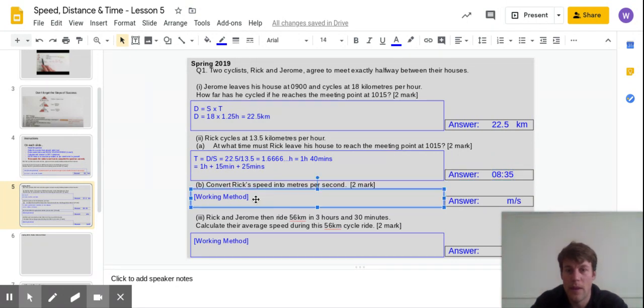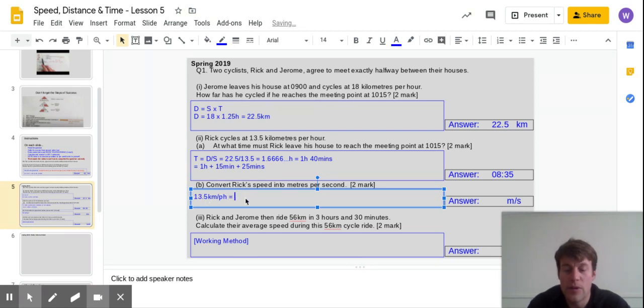Part B. Convert Rick's speed into meters per second. This is nice and easy as long as you can remember the conversion rate. Can you remember it? It's to do with 3.6. And we're going to go from kilometers. What's Rick's speed? It's 13.5. Rick's speed is 13.5 kilometers per hour. No, I'm wrong. 13.5.